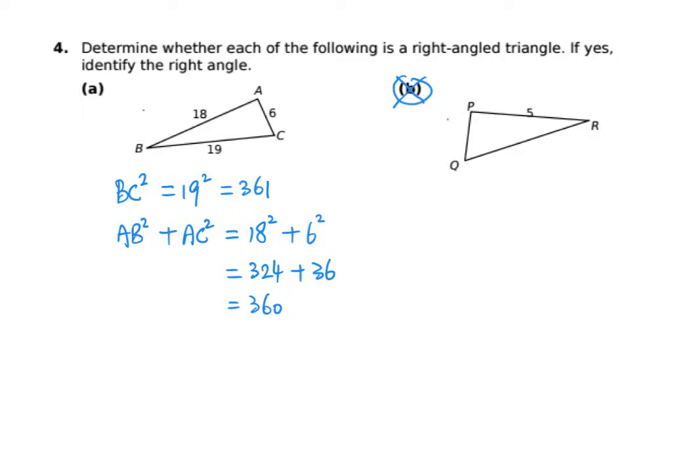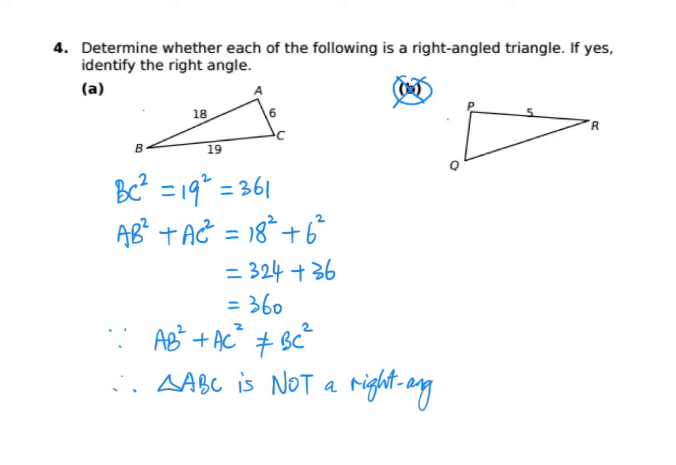So you can see that BC square is not equal to AB square plus AC square. Since AB square plus AC square is not equal to BC square, therefore you can conclude that triangle ABC is not a right angle triangle. So therefore you cannot identify the right angle, because this is not a right angle triangle. So that's it. Thank you.